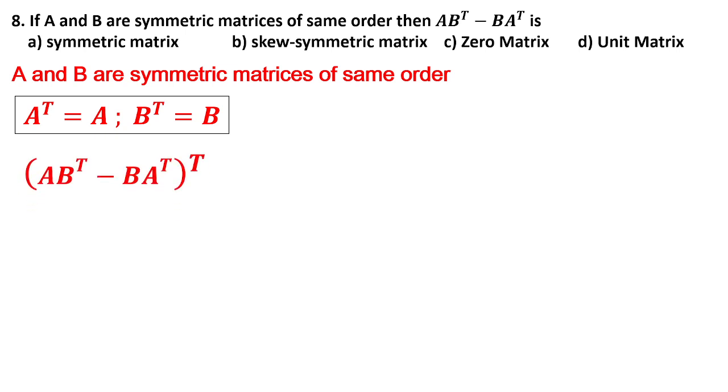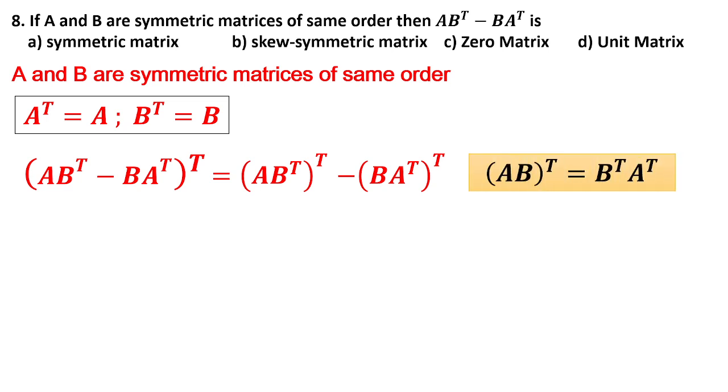Let us start with the transpose of the given matrix, that is (AB transpose minus BA transpose). Now it will be transpose of the first minus transpose of the second. Now we have a formula for the transpose of a product of 2 matrices, that is (AB) transpose is B transpose A transpose, that is transpose of the second into transpose of the first. We are using that idea over here.